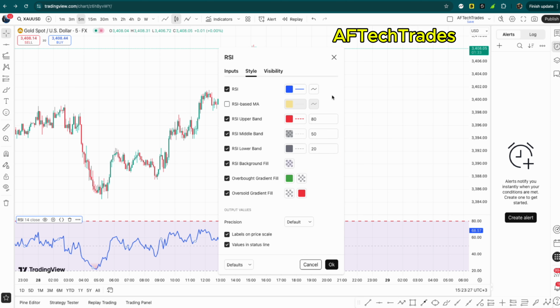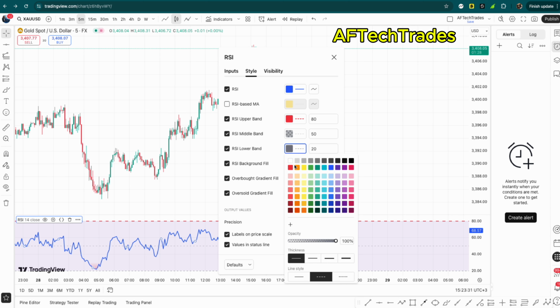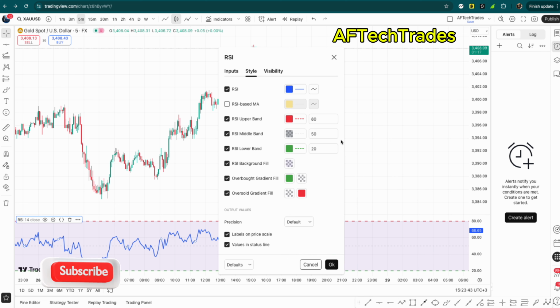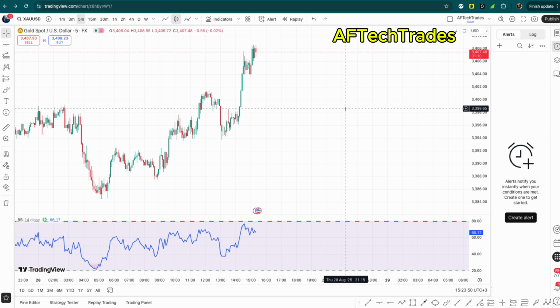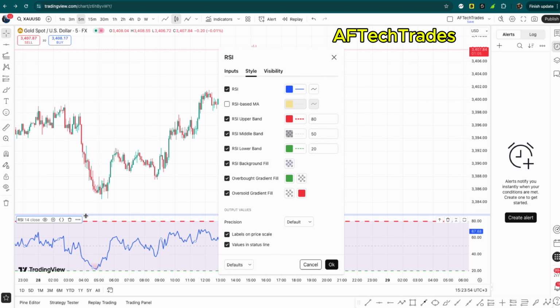Then let's move to the other one, which is the lower band. On the lower band, I increase the thickness, right? And I make it green. And I change this to 20. Before, I remember the default was 30, so I changed it to 20. Now, how do I trade this strategy? You can increase the thickness to wherever you want for your own visibility. And now, let me increase this one also.